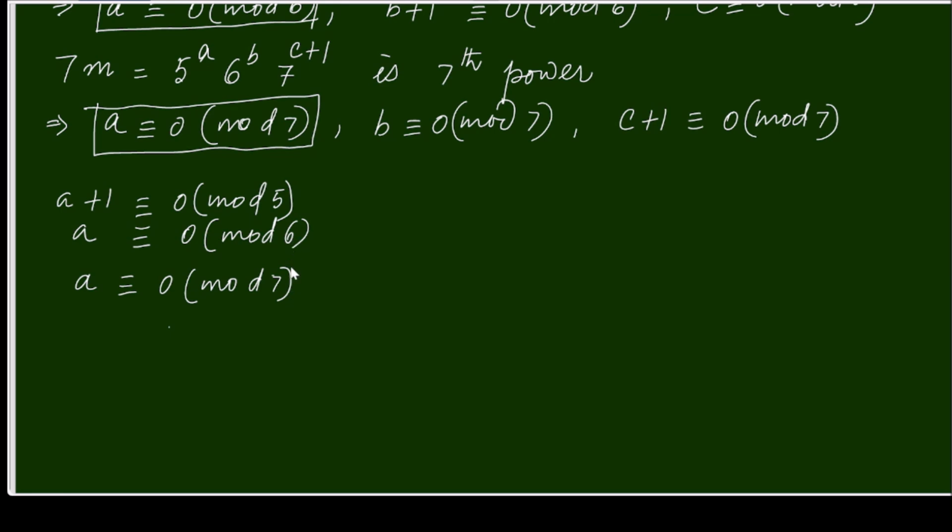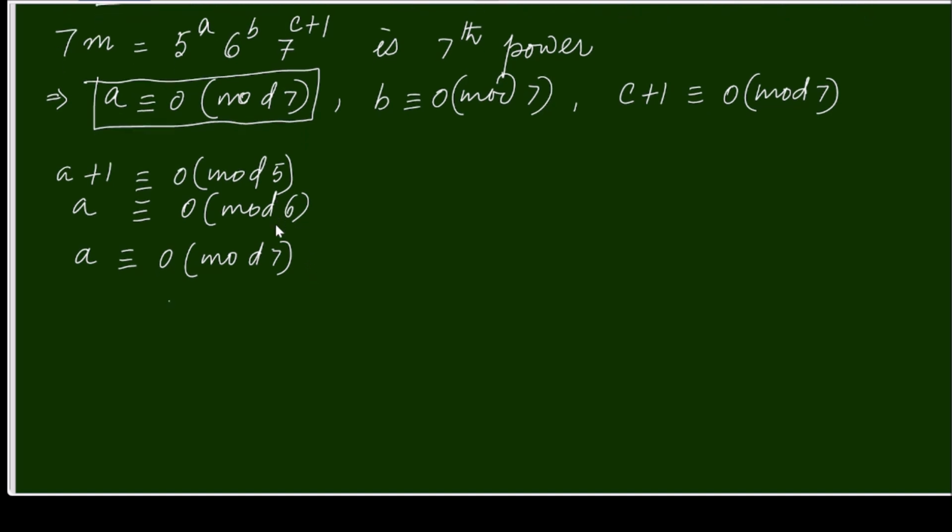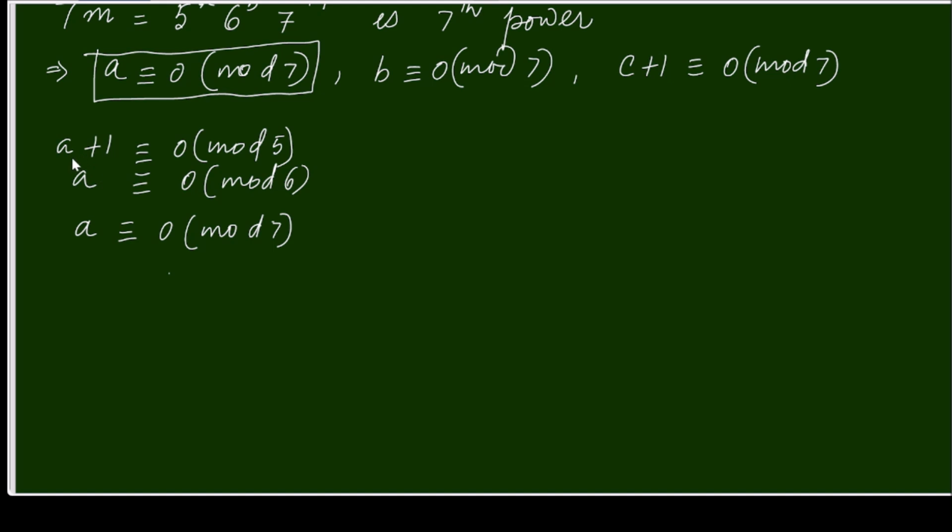6 and 7 are co-prime. I can take the LCM of 6 and 7, which is 42. When we take the value of a as 42, 42 plus 1 is 43. When it is divided by 5, it does not leave remainder 0. But if you take 42 multiplied by 2, then it is 84. 84 plus 1 is 85. When it is divided by 5, it leaves the remainder 0. So a equals 84 from these three observations.